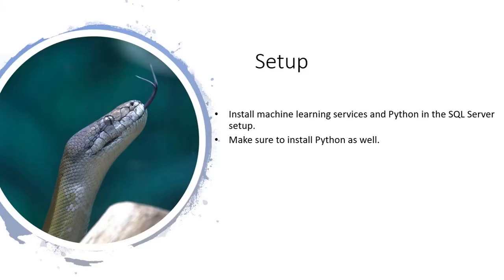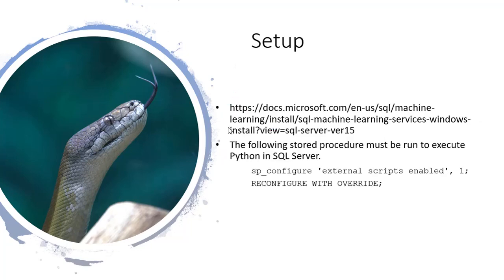Before we do some queries in SQL Server, let's talk about the setup. If you're going to do Python in SQL Server, then you need to install machine learning services and check the boxes for Python in the setup. Make sure as well that you install Python. It's got to be on the machine. Next, you can look at the entire setup here at this URL at Microsoft's website. When you read that, go through all the steps. Also make sure that you run this stored procedure to enable external scripts. And you'd have to do that whether that was for Python or for R.